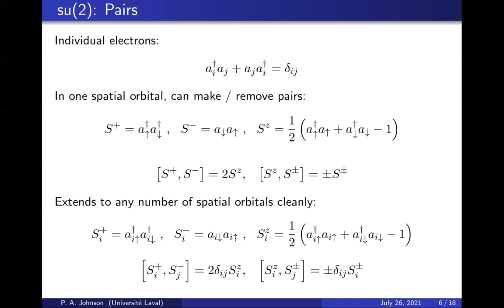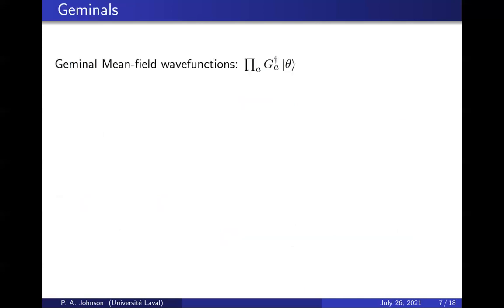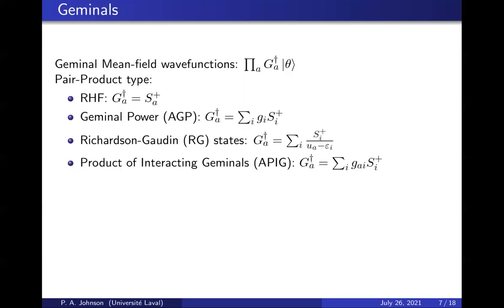So instead of building orbitals out of A daggers, we build Geminals out of S pluses, and there we can make states out of products of these things. So there are many different Geminal products, and we will discuss them very quickly. The simplest possible is restricted Hartree-Fock, where each Geminal is just one pair object. Next, we have the antisymmetrized Geminal power, where all the Geminals are the same.